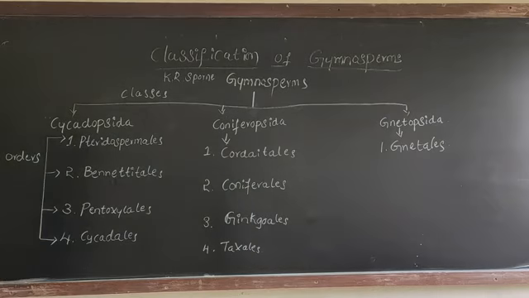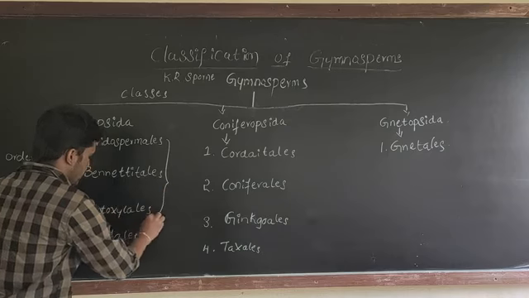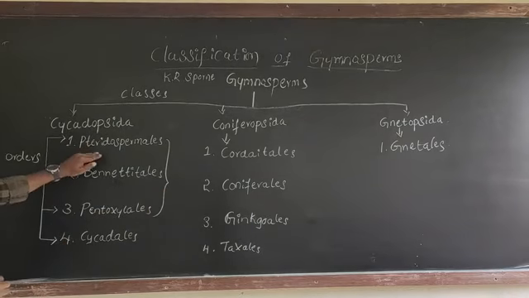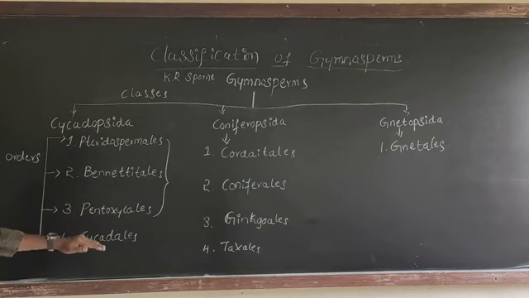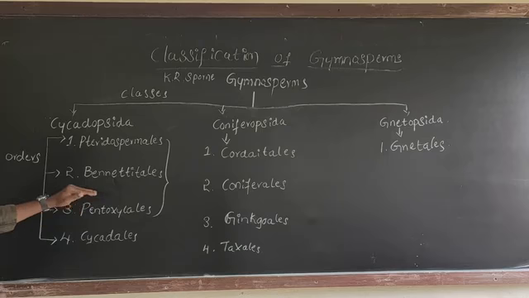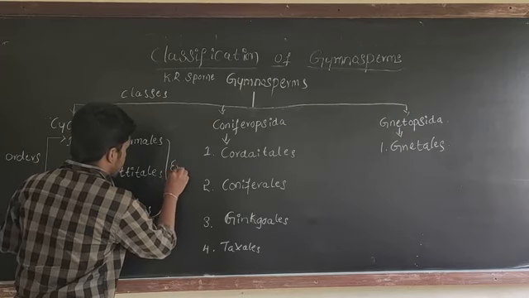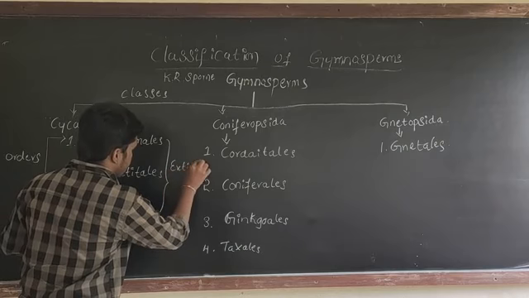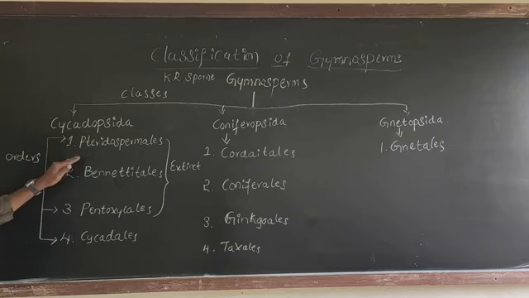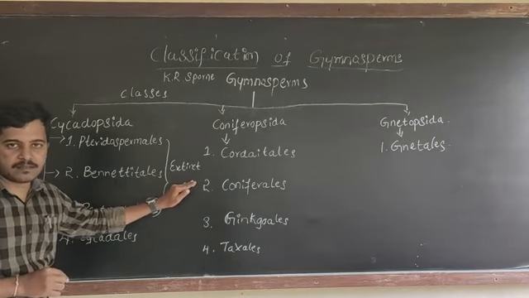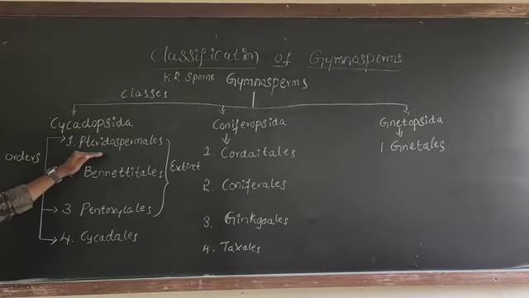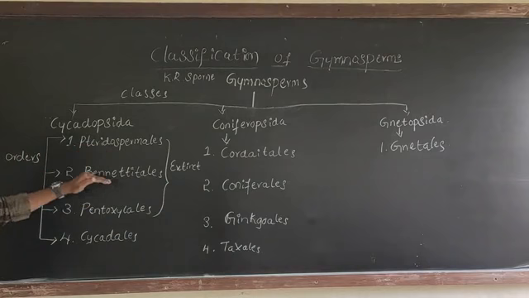Under this class Cycadopsida, I told you there are four orders. Among these four orders, the first three, Pteridospermales, Bennettitales and Pentoxylales, are considered the extinct Cycadopsida members. Means the gymnosperm plants which belong to these three orders have become extinct. Living forms are not present.